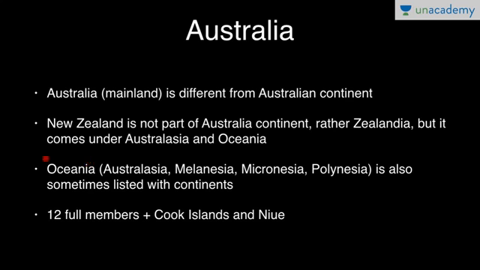This Oceania includes 12 full members, including Australia, New Zealand, Tuvalu, Fiji, etc. Plus two nations which are in free association with New Zealand, for example, the Cook Islands and Niue. These are two sovereign nations, kind of, but they are in free association with New Zealand.